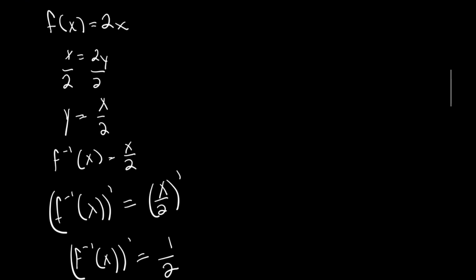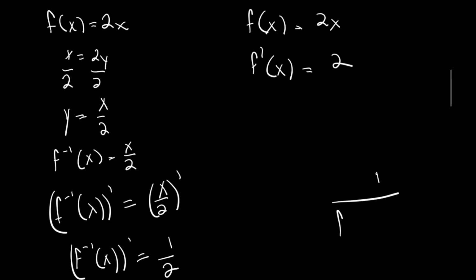And we can prove this with another method. So, if we have f of x is equal to 2x, we can find the derivative right away. So we have f prime of x is equal to 2. And we can set this under 1, because as we remember, our derivative of the inverse is simply 1 over f prime of f inverse of x. So we plug this into this form, and we have 1 over 2.